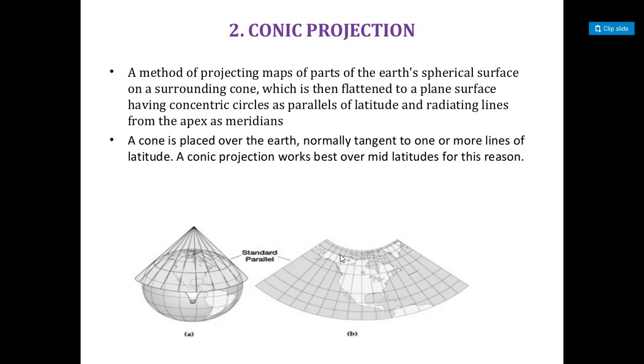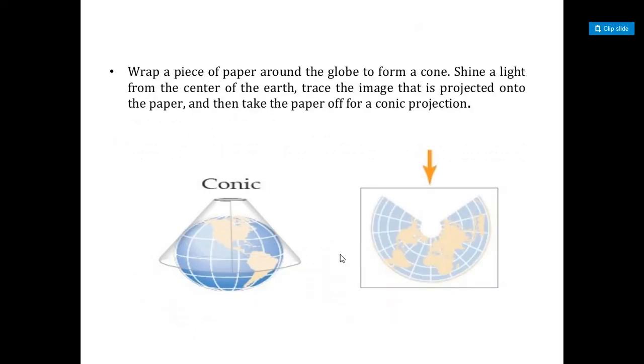So it is a method of projecting maps of parts of the Earth's spherical surface on a surrounding cone, which is then flattened to a plane surface having concentric circles as parallels of latitude and radiating lines from the apex as meridians. A cone is placed over the earth, normally tangent to one or more lines of latitude. A cone projection works best over mid latitudes for this reason. So this is the main technical concept of conic projection.